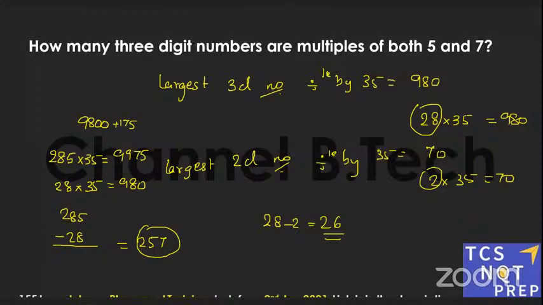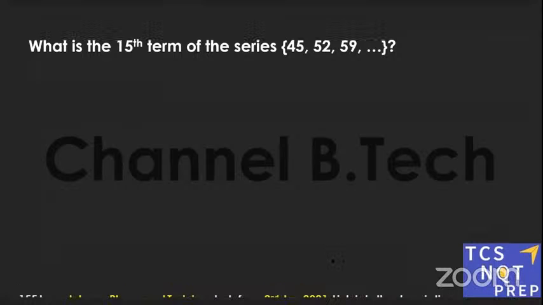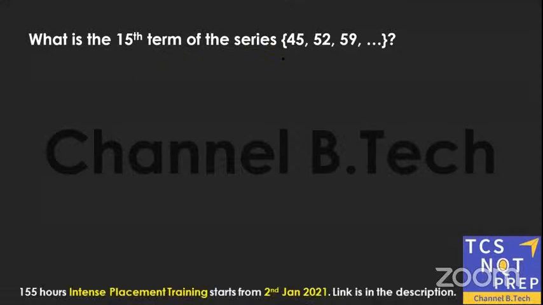Now, next question. What is the 15th term? How do we find out the nth term? 15th term is first term plus 15 minus 1 into common difference. Right? So 45 plus 14 into 7, 98. So 45 plus 98 is 143. That will be the 15th term here.